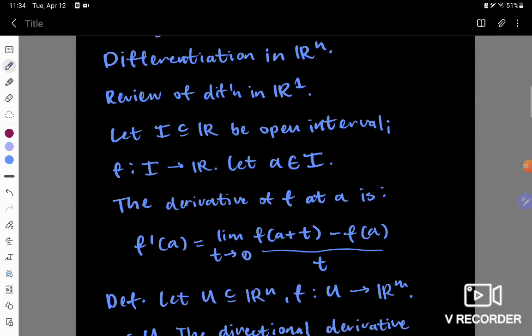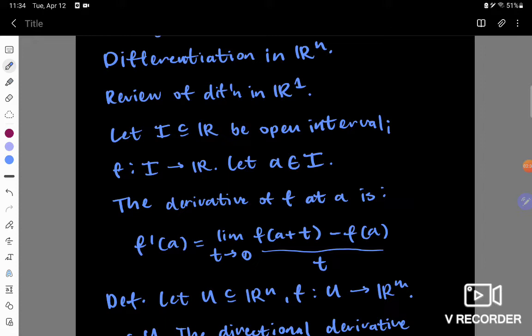So we define our derivative, and we notate it in R^1 f prime of a, and this is equal to, as we take t to be some value that goes to 0 arbitrarily small, we take that limit and we define this quotient. So f of a plus t, as t goes really small, minus f of a at the point, all divided by t. So this is our idea of the derivative of f at a.